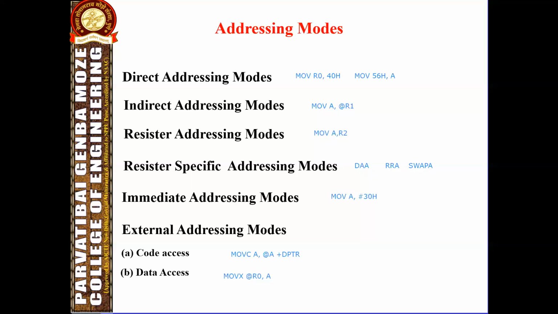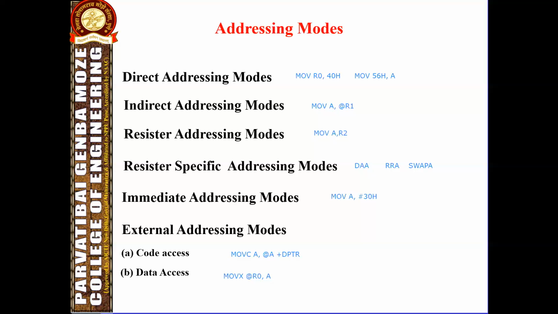What is the data access addressing mode? Using this addressing mode, the programmer can access the external data memory. This instruction will copy the data from the accumulator to the external memory location whose address is given by register R0 or R1. The programmer can access the external data memory from the locations 00H to FFH. Beyond that, the DPTR is used to access external memory locations.